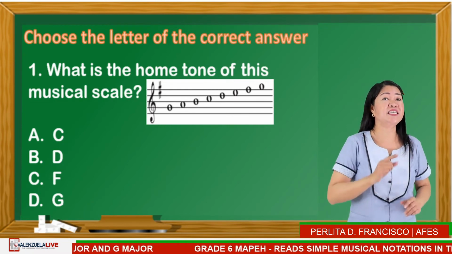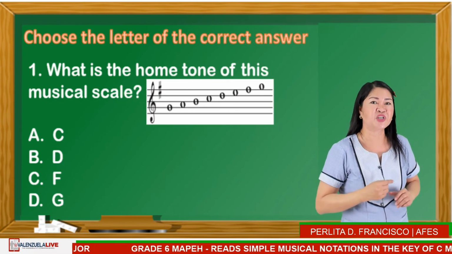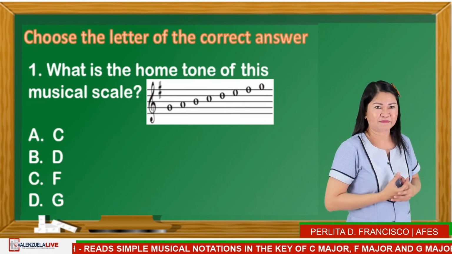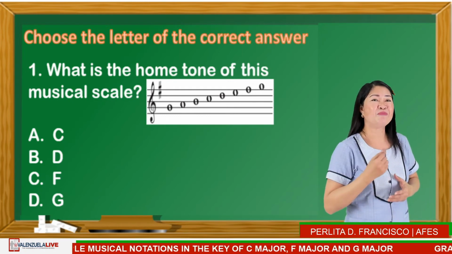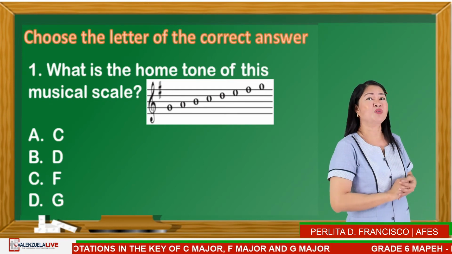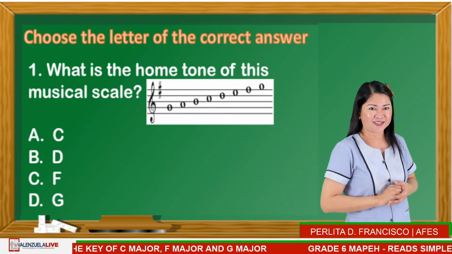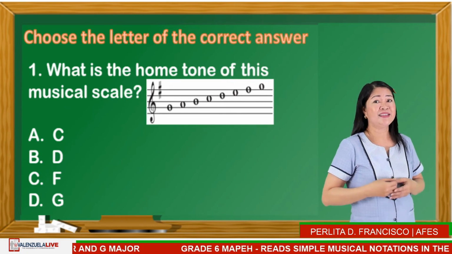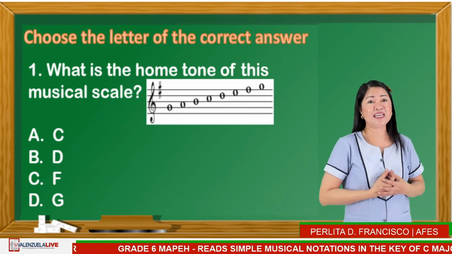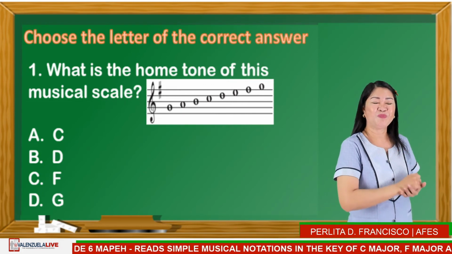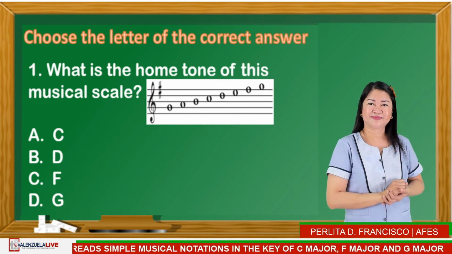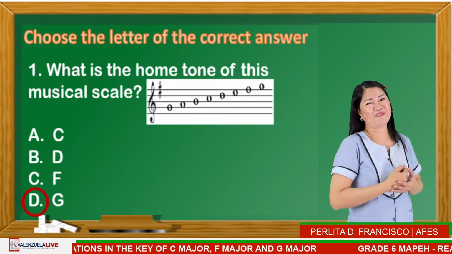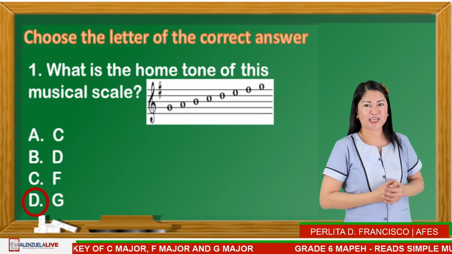Okay, so this time you are going to choose the letter of the correct answer. You can type your answer in our chat. Are you ready? Number 1. What is the home tone of this musical scale? Letter A, C, letter B, B, letter C, F, and letter D, G. Go. Time is up. The answer is? Okay, very good. B, G.